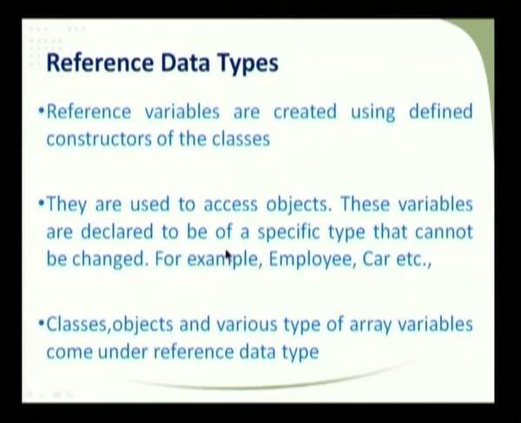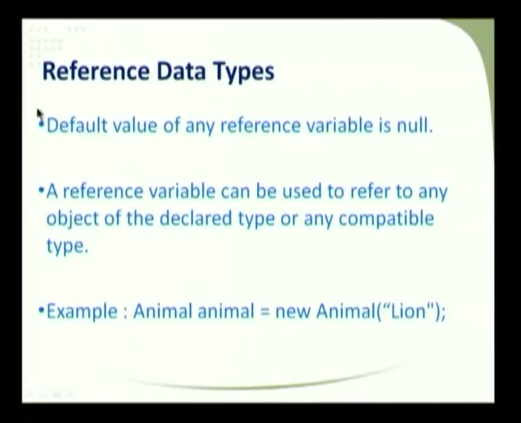As I told you, the basic unit is the class. If we create a new class, that could be a reference data type. The default value of any reference variable is null. A reference variable can be used to refer to any object of the declared type or any compatible type. So, we should know the difference between declared type and compatible type.